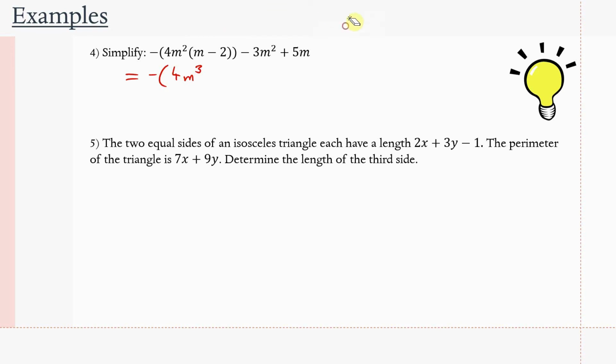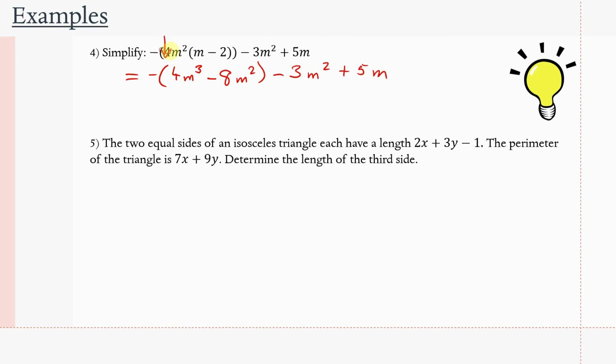Okay, let's continue. Now we have 4m squared times negative 2. That's going to give us negative 8 when we multiply coefficients, and then times m squared, as we had before. And then the rest of the question is negative 3m squared plus 5m.